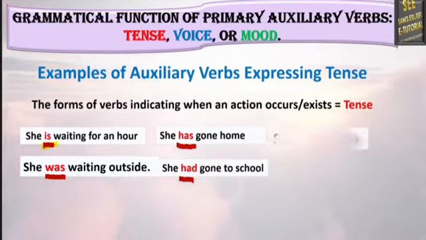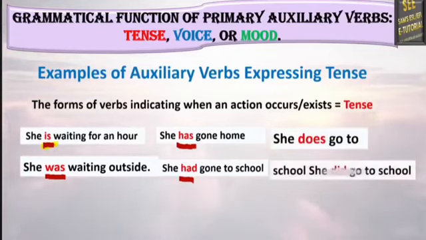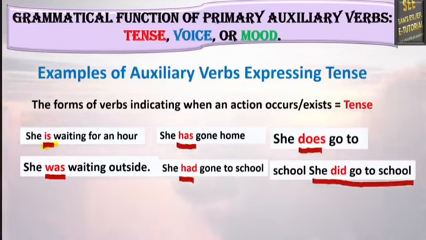Now we have another sentence example, as you can see on the screen: she does go to school. If you take a look at that, does has also helped us to express a tense known as the simple present tense. And then the next one, she did go to school. The presence of did has actually helped us to express what we know as the simple past tense.